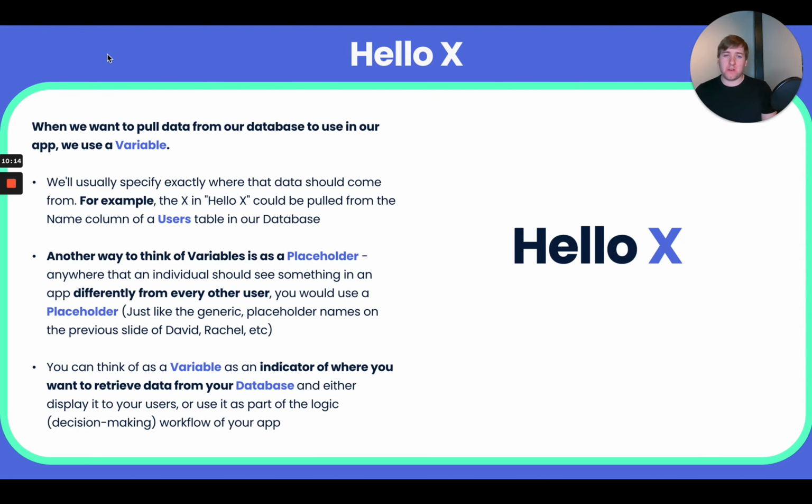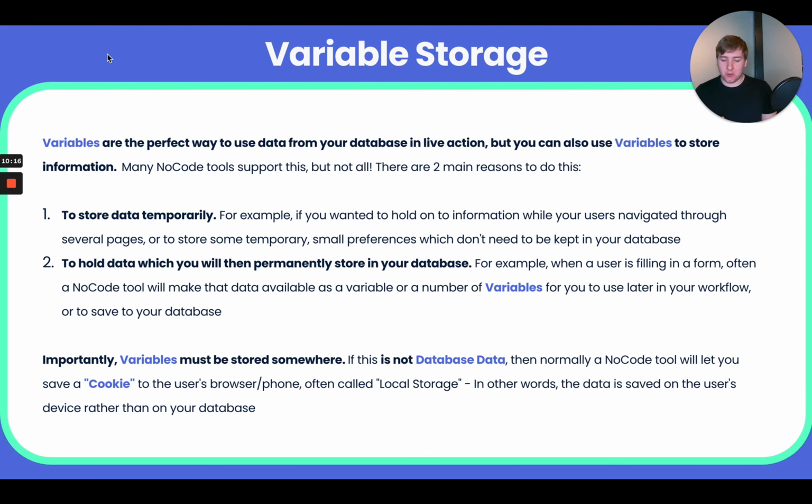But there's a few other things that variables can do. So variables can also be used to store data in a temporary way. And I say store it in a temporary way to differentiate that from your database. A variable can be a placeholder to show something, but a variable can also just hold a little bit of data for a temporary amount of time.